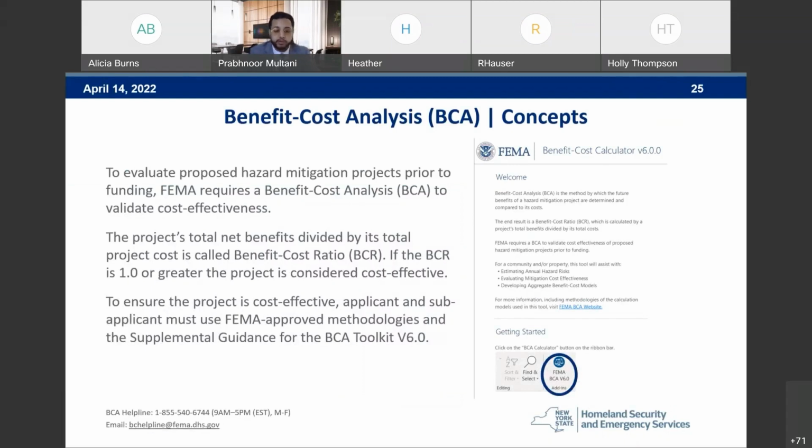To evaluate proposed hazard mitigation projects prior to funding, FEMA requires a benefit cost analysis to validate its cost effectiveness. As I mentioned previously, the project's total benefits divided by its total cost is called the BCR, the benefit cost ratio. We need that to be 1.0 or greater for it to be seen as cost effective in FEMA's eyes. To ensure that the project is cost effective, applicant and sub-applicant must use FEMA approved methodologies and the supplemental guidance for the BCA Toolkit version 6.0.